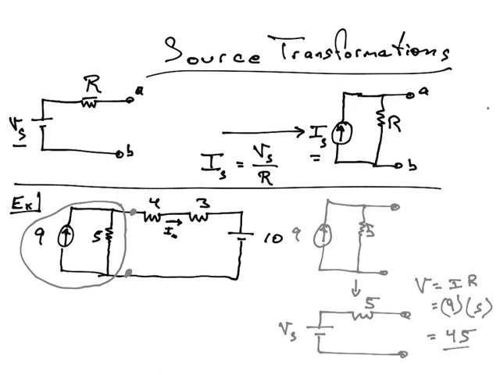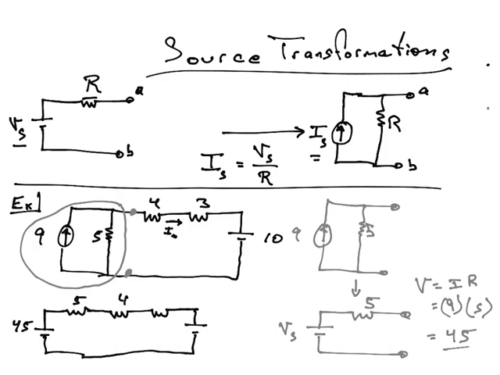Now I replace in my original circuit the stuff I circled in gray with the new transformed source. So it's the voltage source in series with the 5. Again, the voltage source is now 45. This resistor is still the 5. Now what's left? Well, I've got the 4 resistor. I've got the 3 resistor. I've got this voltage source here of 10. And everything else is there. So here's the 4, here's the 3, here's the 10. And of course, I'm looking for this I naught right there.